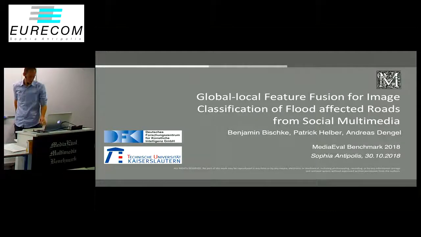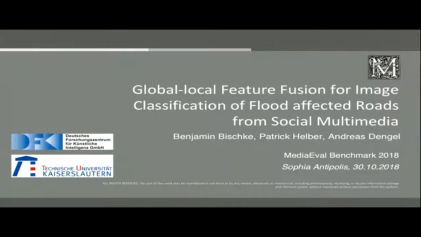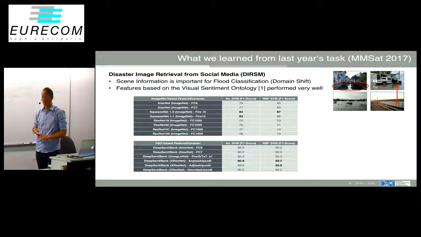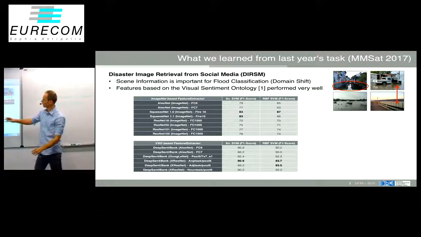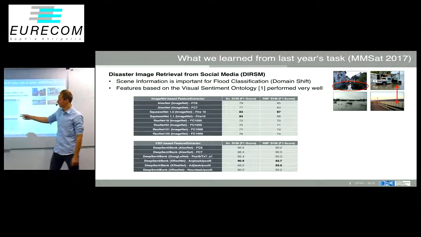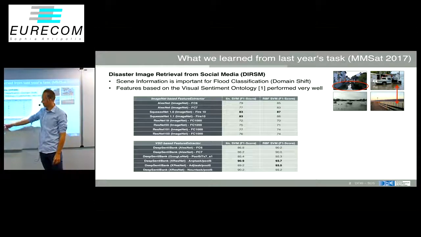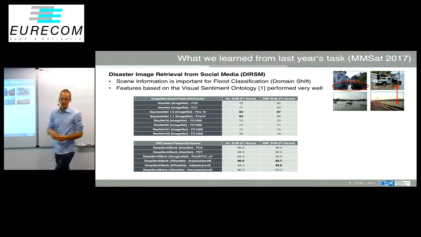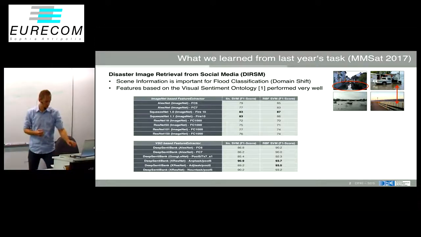What we did is basically look at global and local features in the image. Something that we learned from last year is that scene information is very important for this particular task. Here are models trained on ImageNet, and these are models trained on the visual sentiment ontology. You clearly see that all of these models perform better if you just use the features and a classifier like a support vector machine.